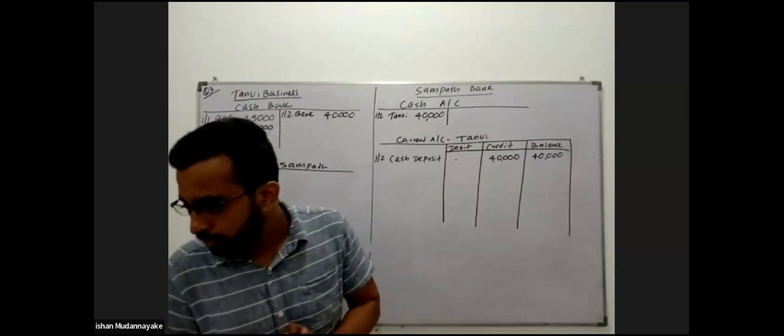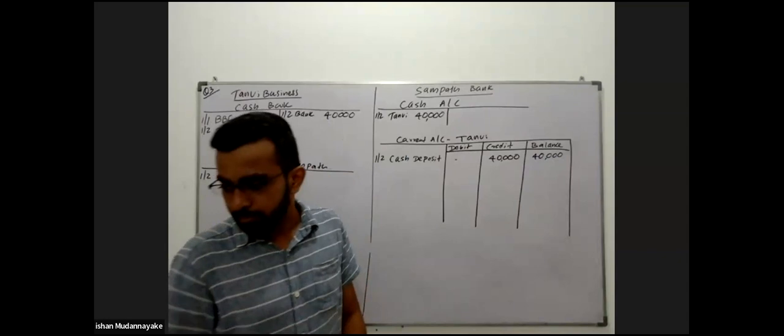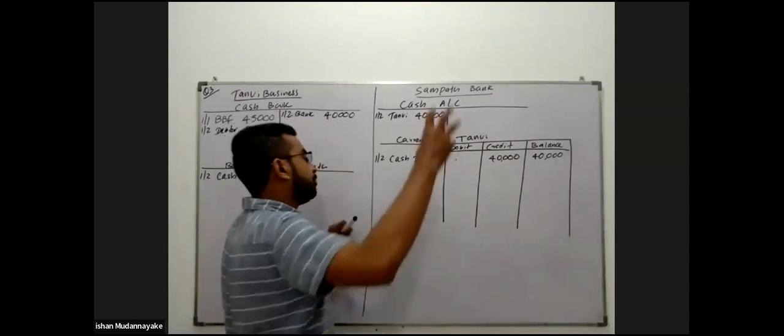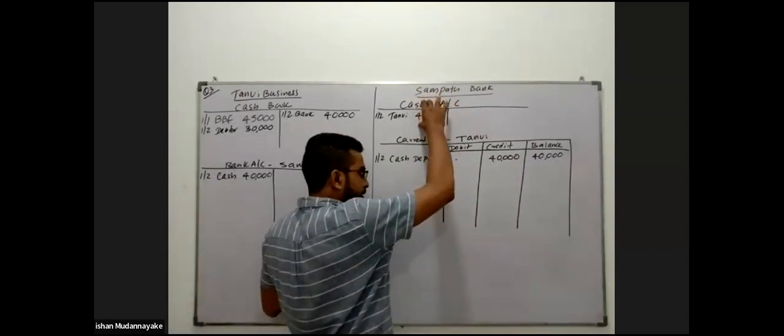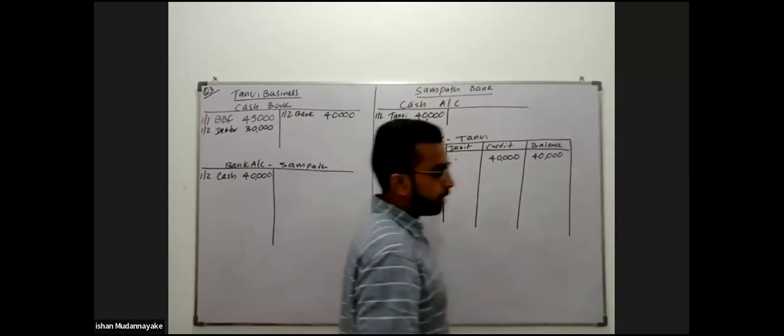Elona? Yes, sir. Yeah, right. Then Sampath Bank cash book debit, Tanvi's current account credit.